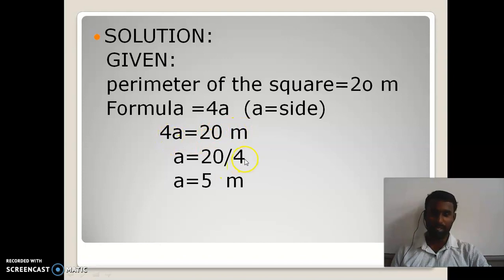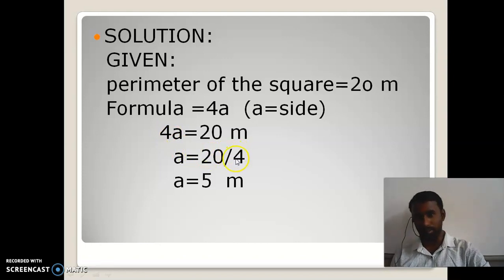This 4 will go to that side. So 20 divided by 4, because 4 is multiplied by A. So 4 and A are multiplication. So take that numerical value, that means the number alone, to that side. Here it is multiplication. If it goes to the other side, the right hand side, it will become division. So 20 divided by 4, so A equals 5 meter. So this is your answer.